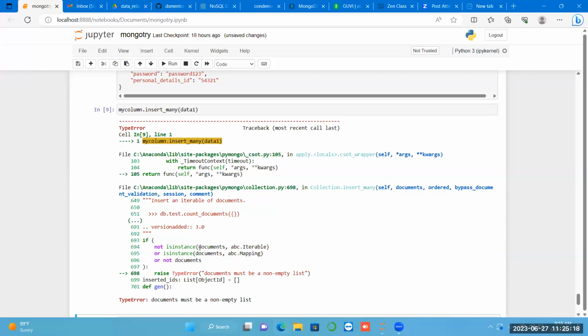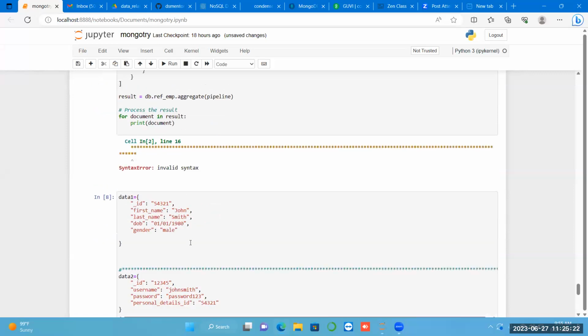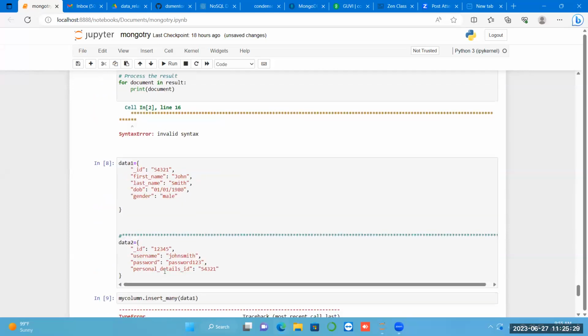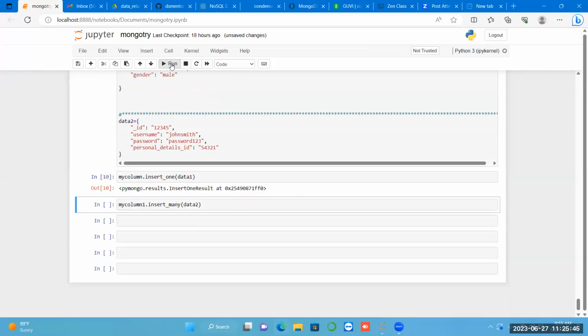Okay. Sorry. So what you need to do? Go up. Use insert one instead of insert many. In the down, where you inserted many, right? Instead of insert many, can you use insert one? My column dot insert one. Right. Now can you run the cell? Okay. Yes.